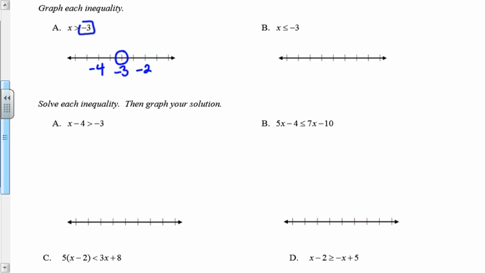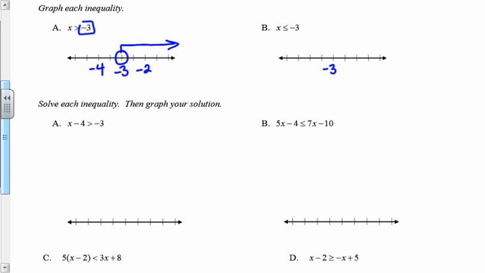So at negative 3, notice that the inequality says it can't equal negative 3. So since it's not equal, we're going to make an open point. And it says x is greater than negative 3. So the numbers that are greater than negative 3 would be going to the right.